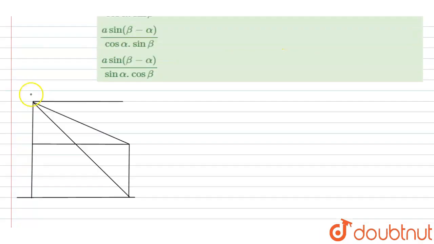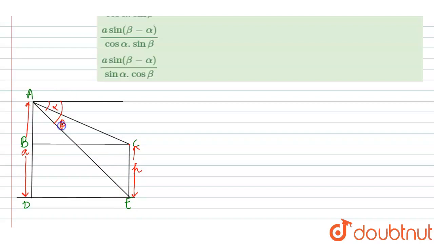So let us draw the diagram. So we name it as A, B, D, E, C. AD is the height of the fort. We have given it as a meters, and CE is the height of the lamppost, which we consider as h. The angle of depression from the upper end of the lamppost is alpha, and from the lower end of the lamppost, the angle of depression is beta.